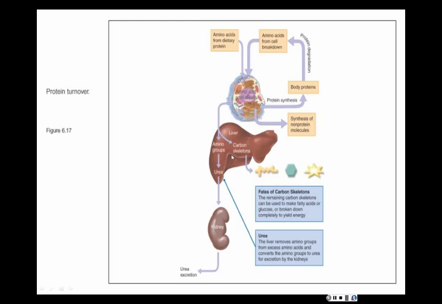And then we have the carbon skeleton structure left of the amino acid now that we removed the amino nitrogen group, and this can be used to produce fatty acids to store to be used later as energy. We can make glucose, gluconeogenesis, making glucose from non-carbohydrate sources, and or use this for immediate energy.